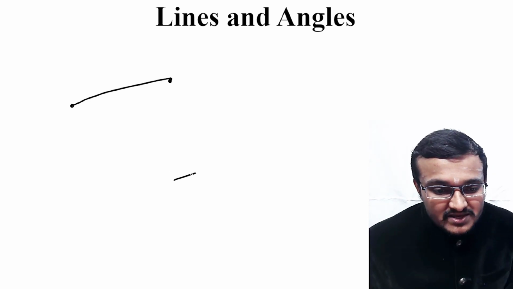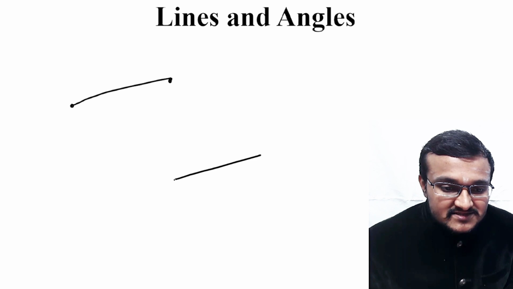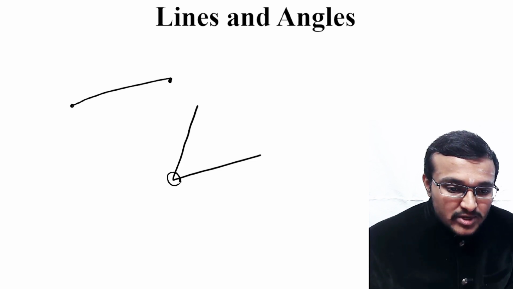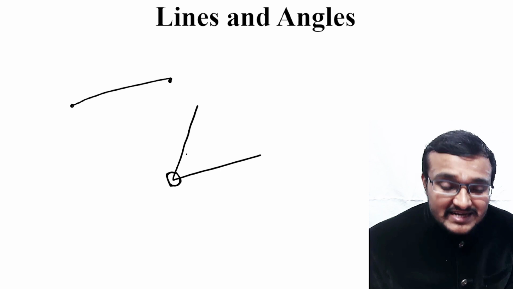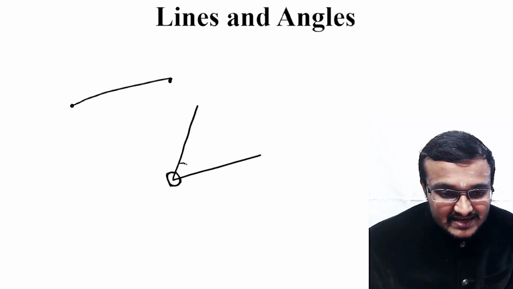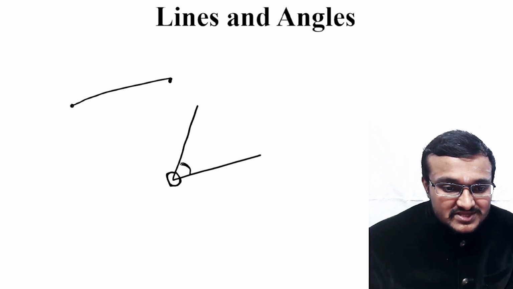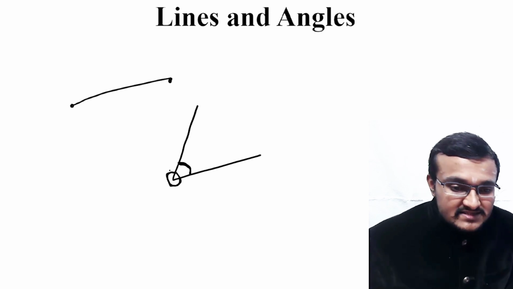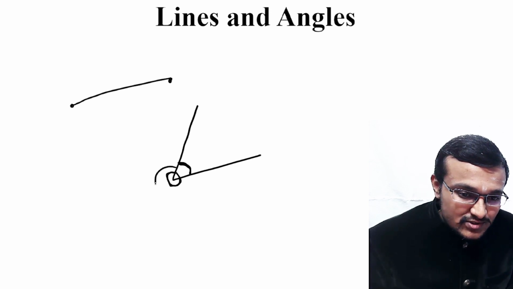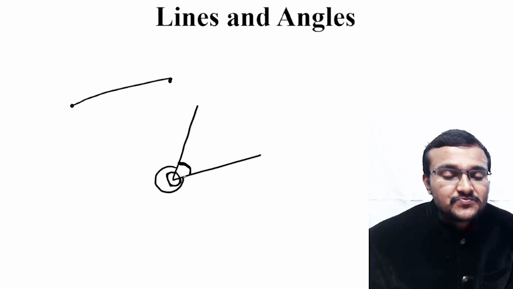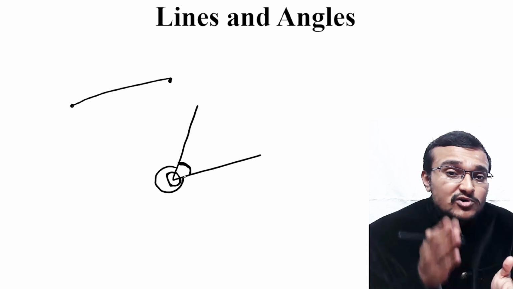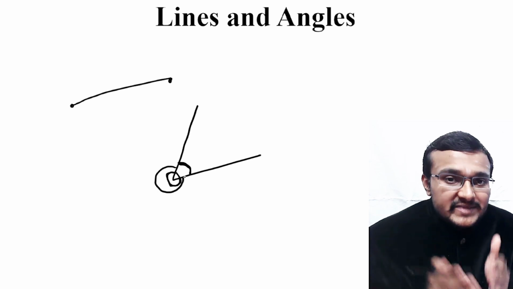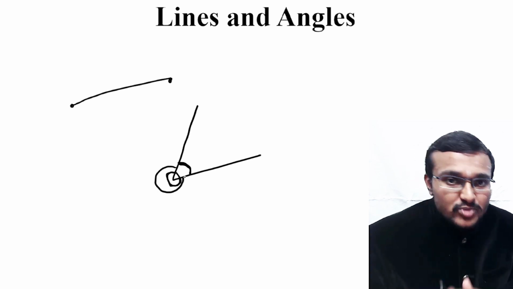For example, if we have one straight line like this, and if we have another straight line like this, so at this point these two straight lines are meeting with each other and they are forming an angle here. So this is an angle between two straight lines, and on the other side also they are forming an angle. So these angles are formed only when two straight lines intersect or meet at a particular common point.